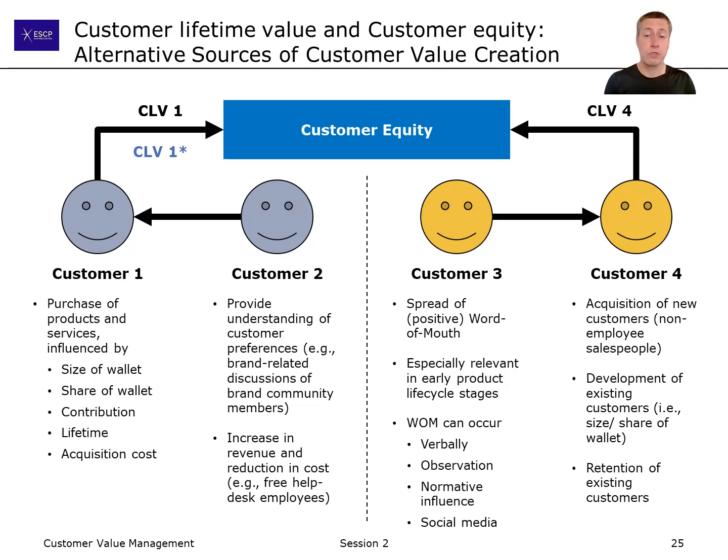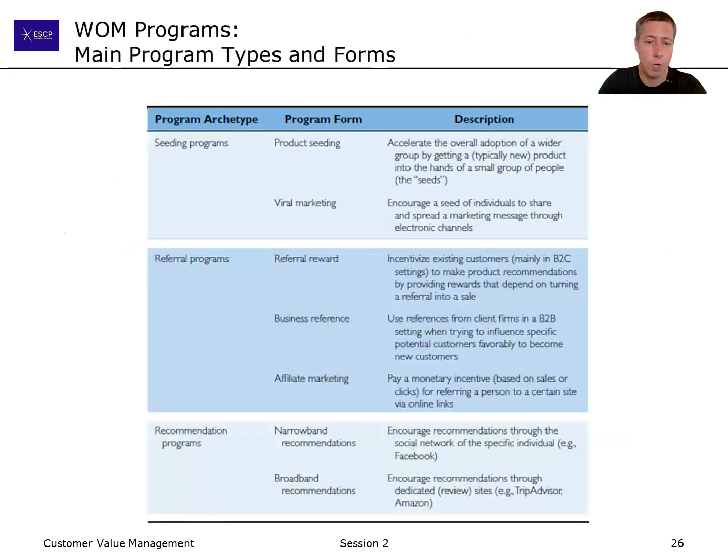The effect of customer 3, very similar to the one of customer 2, goes through customer 4, and we call the impact of customer 4's social value, the value of the word of mouth spread by customer 3. Now, companies today increasingly realize the importance of word of mouth, and they have developed a multitude of different programs in order to encourage customers to spread word of mouth.